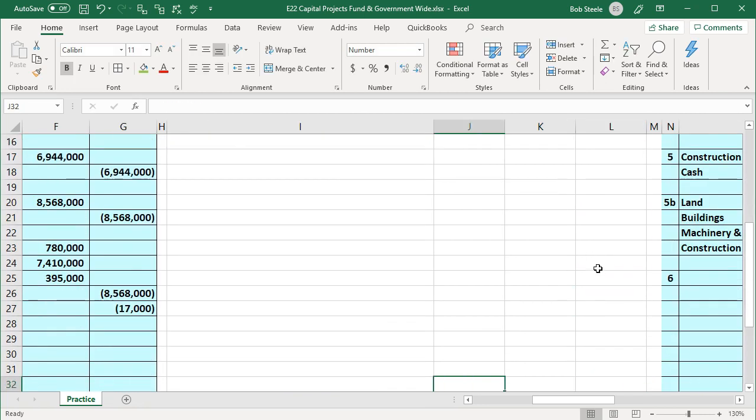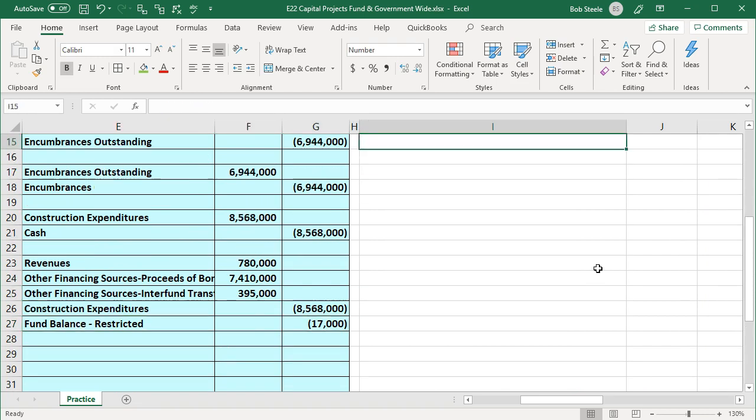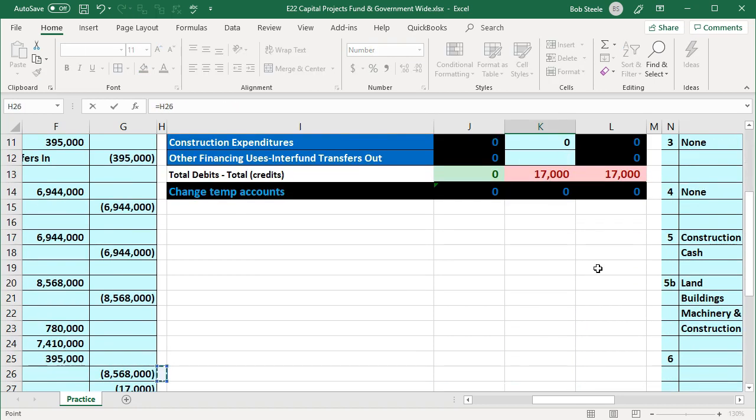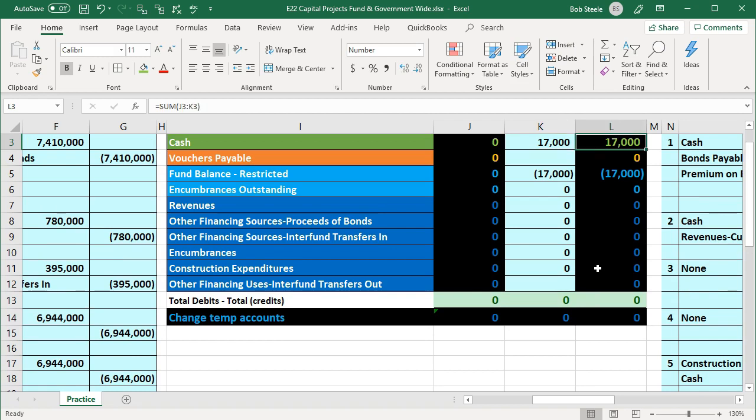And finally, the last item here goes to the fund balance restricted. So we're going to scroll back up and pick up the fund balance. That's here. We're going to say this is equal to. Scrolling back down, and we will pick up the 17,000 fund balance. So that does it.